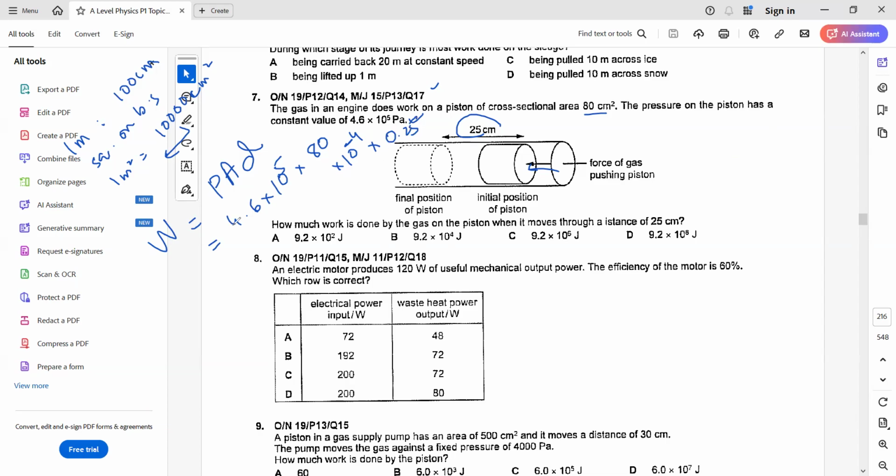You just have to multiply all of them. What's your answer? 4.6 exponent 5 times 80 exponent minus 4 times 0.25. So I got 920 joules, which is going to be A. So do you guys get this? Lovely. Let's try question 8.